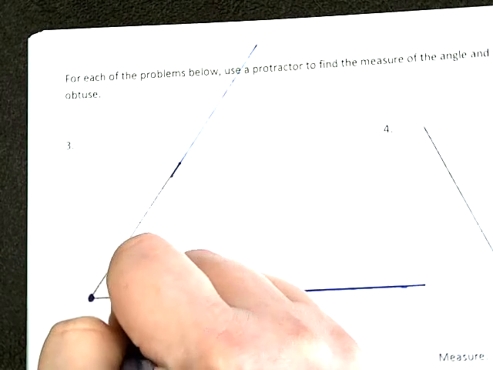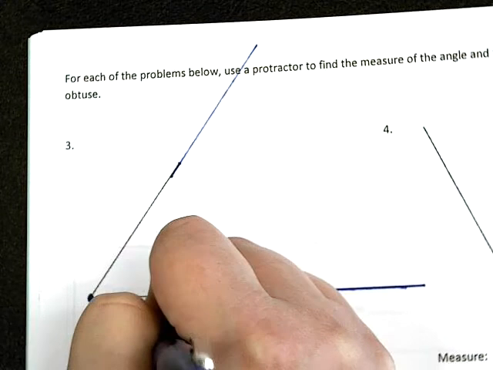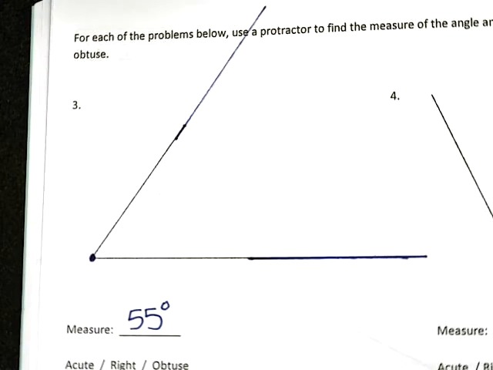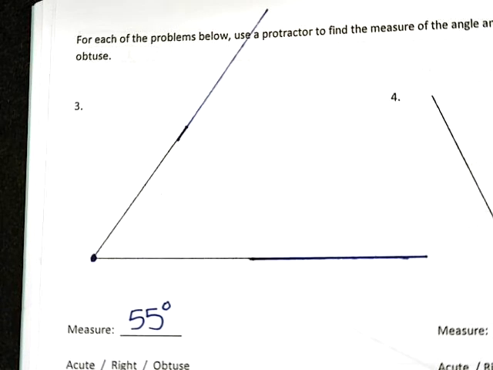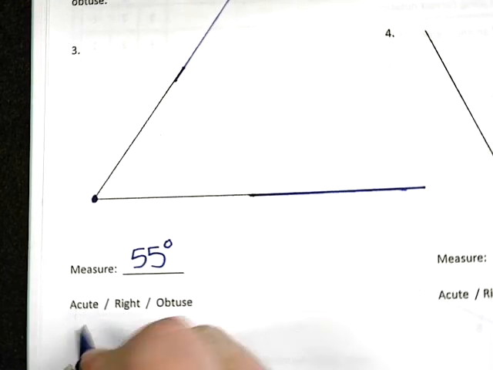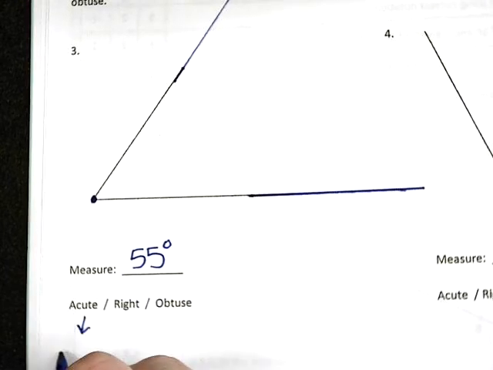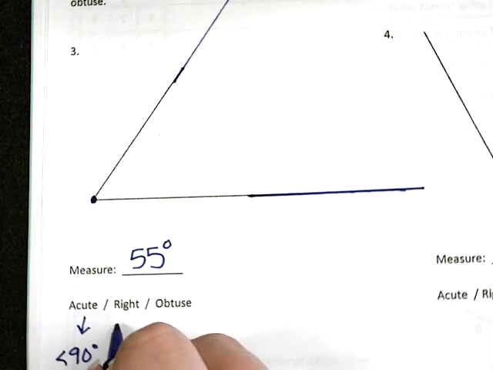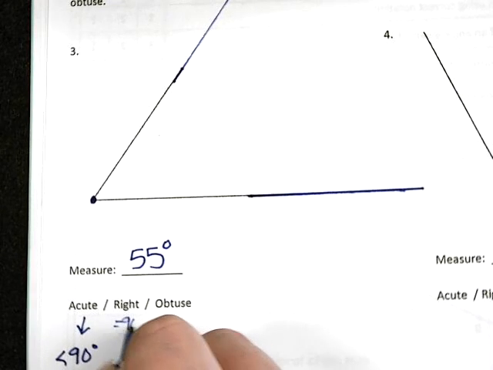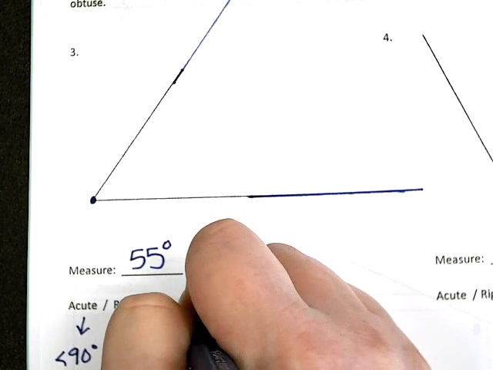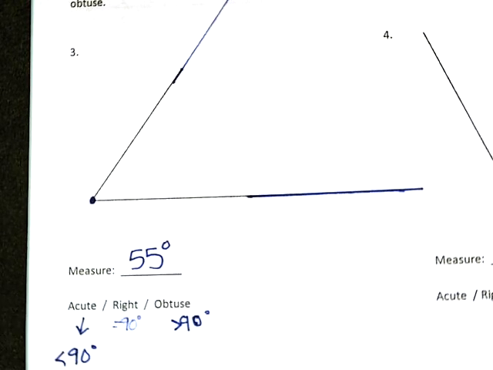So you should be using your protractor right now and check to make sure that you get that that angle is 55 degrees. Okay? Now we need to identify whether this angle is acute, right, or obtuse. So hopefully you guys learned from your reading guide that an acute angle is something that is less than 90 degrees. A right angle is equal to 90 degrees. And an obtuse angle is greater than 90 degrees. I don't know where 180 was coming from. I'm sorry about that.